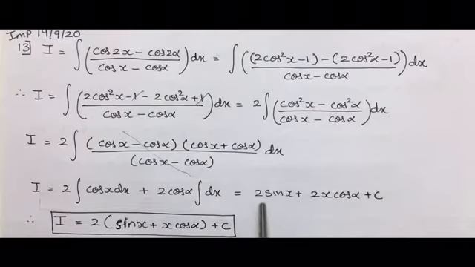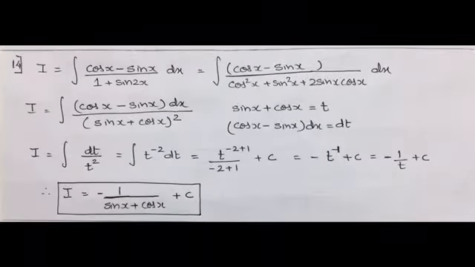Now taking out 2 common from these two terms, the final integration is 2 inside the bracket sin x plus x cos alpha plus c. So this is how question number 13 is being integrated.